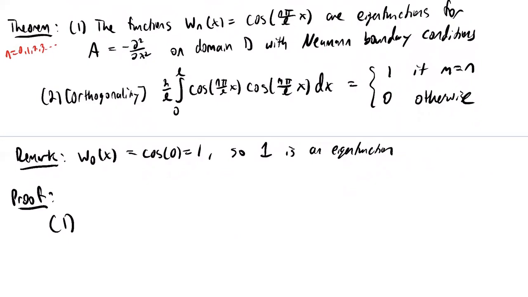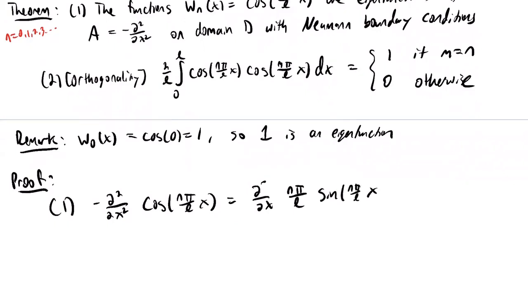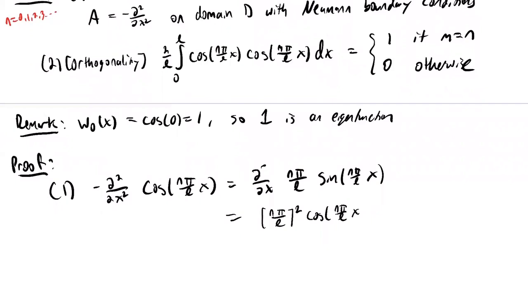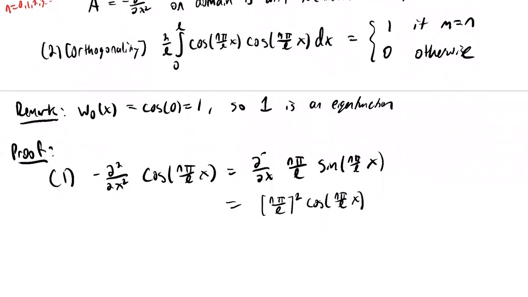The first thing to check, which is easy, is that if I take minus the second derivative with respect to x of cosine n pi over L times x, well, the derivative of cosine is negative sine, and then the negative signs will cancel, so I get d dx, and then I have to use the chain rule, so n pi over L sine of n pi over L x, and then I take one more derivative, and I end up with n pi over L squared cosine n pi over L x, right? And so this says that if I apply A to Wn of x, I get n pi over L squared Wn of x.